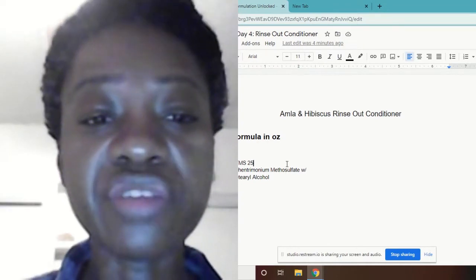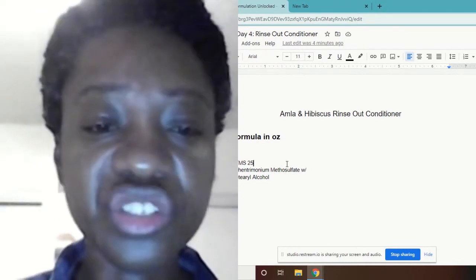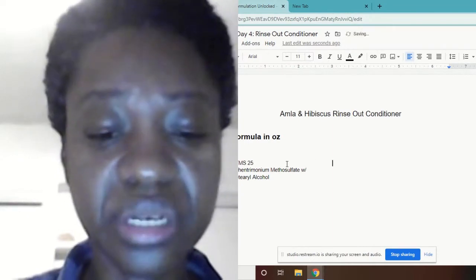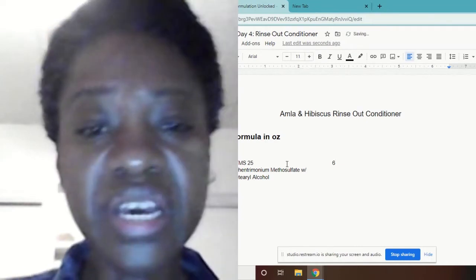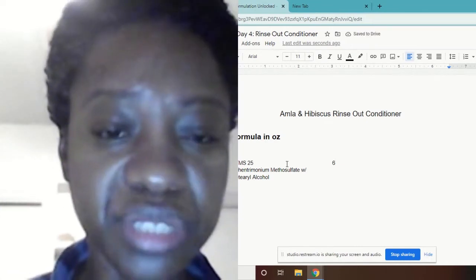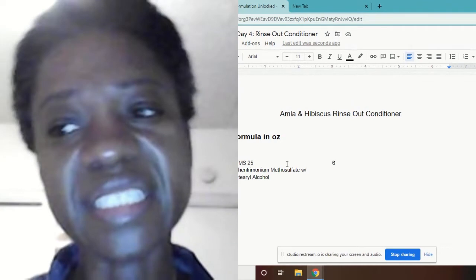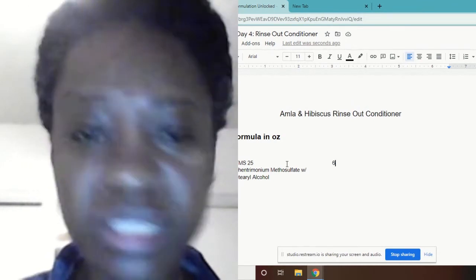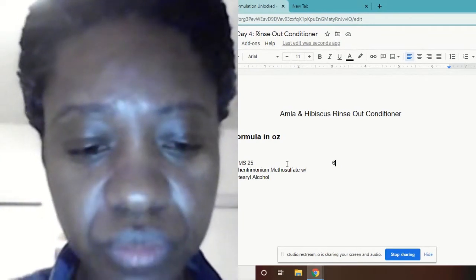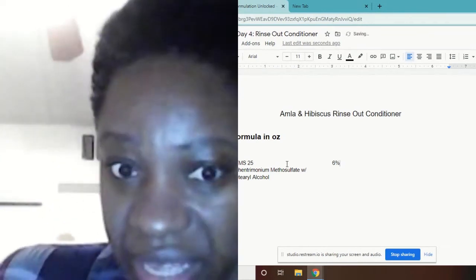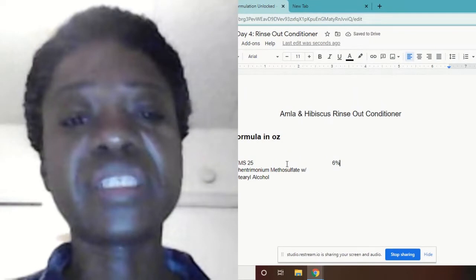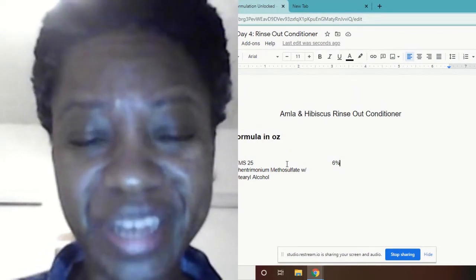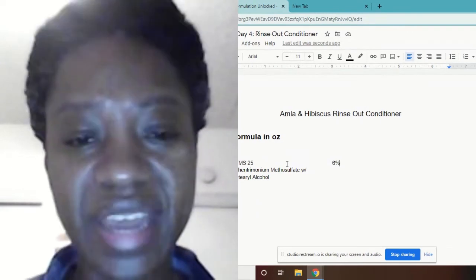Now, a rinse-out conditioner usually is not as thick as, say, a deep conditioner. So it's usually going to start at around 6%. So 6 to 7% is a good range. I'm going to go with 6%, because the more you put in of this, the thicker your product is probably going to be, right? So you kind of want to bear that in mind too.